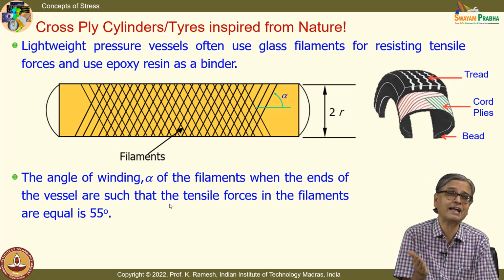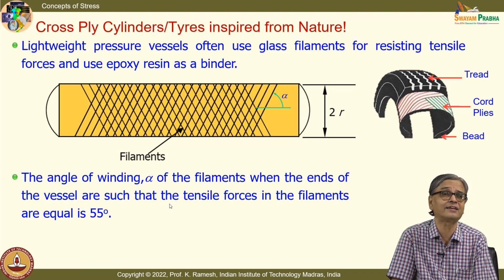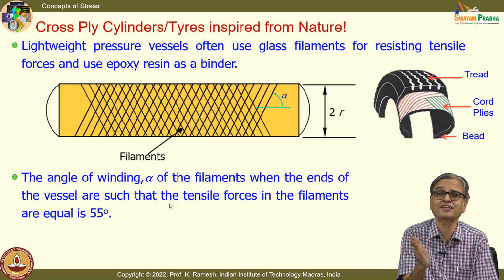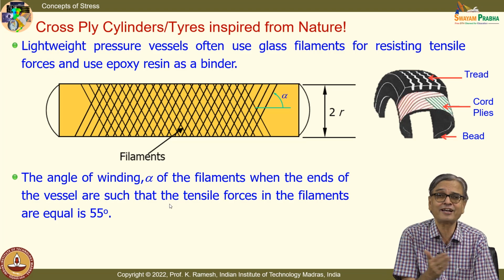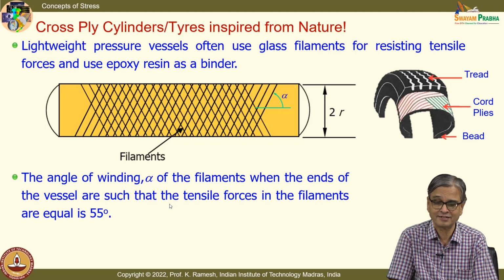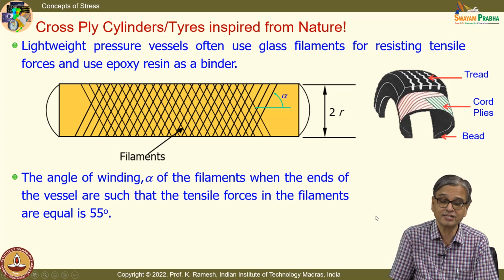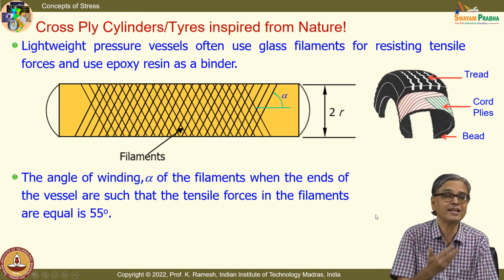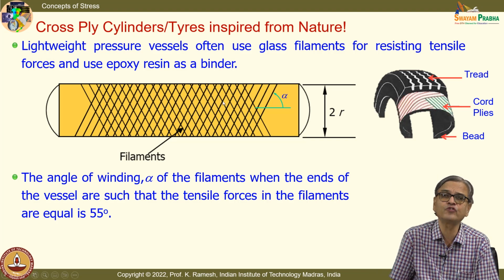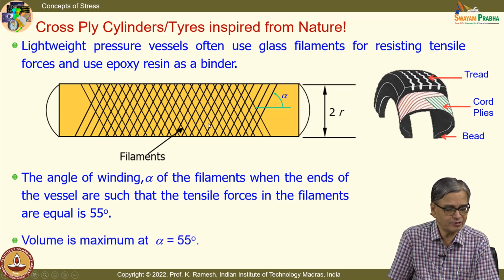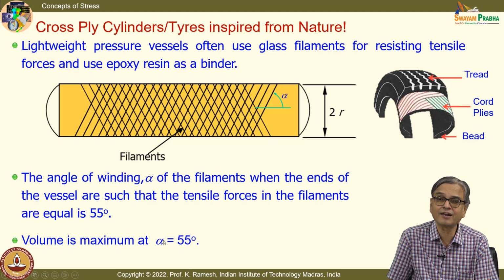And if you look at a tire, a tire is a very complicated design. We have a tire technology center in IIT Madras, and people do a lot of research, as rubber material is very difficult to handle. This also has fibers oriented at 55 degrees like this, cross plies. That is how the tire is constructed. So you find that this is a very useful application. And the volume of the cylinder is maximum when alpha is 55 degrees.